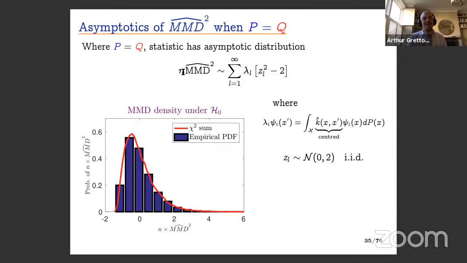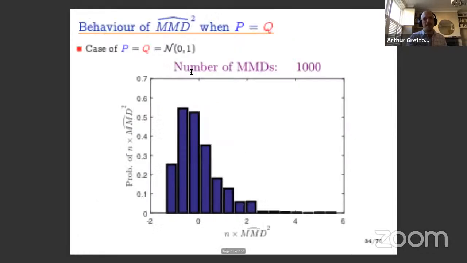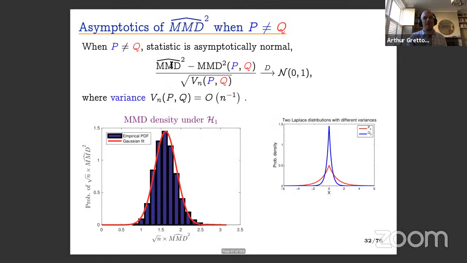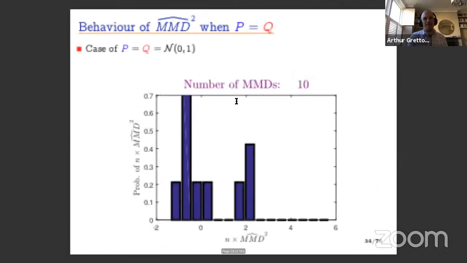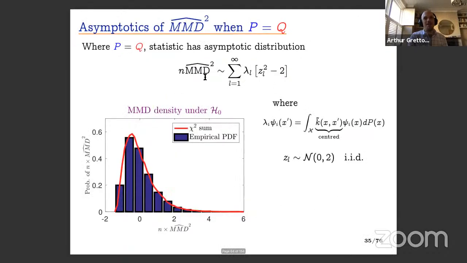So basically, as my number of samples increases, the variance of my MMD when P and Q are the same actually drops a lot faster than it does when P and Q are different. Remember, when P and Q are different, the variance is dropping as 1 on n. So as I see more and more samples, my Gaussian is squeezing down with variance dropping as 1 on n. When P and Q are the same, the variance is squeezing down a lot faster, as 1 on n squared. So that's a little bit different.